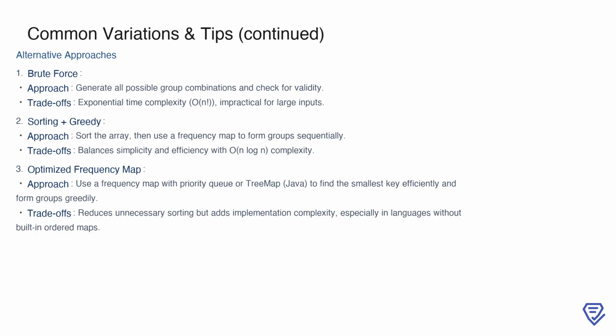However, if you want to push for an optimized solution, you can use a frequency map paired with a priority queue or a TreeMap in Java. This allows you to efficiently find the smallest key while forming groups greedily. While this approach avoids unnecessary sorting and can improve performance, it does come with added implementation complexity, especially in languages without built-in ordered map structures. Understanding these trade-offs will help you choose the most appropriate approach based on the problem's constraints and input size.